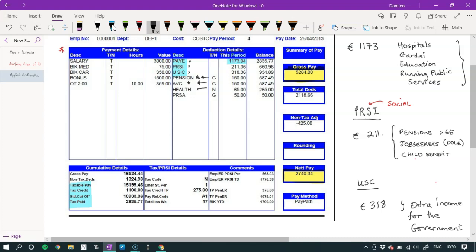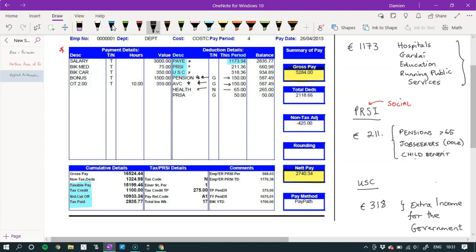An AVC is another type of thing, like insurance, where you can put money aside each month and retire early. So this person is paying 150 euros into their pension. They're paying 150 euros into their AVC so they can retire a little bit earlier.